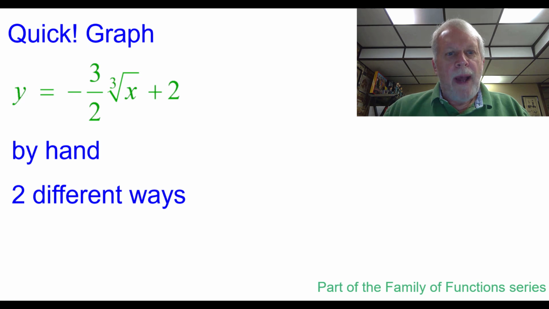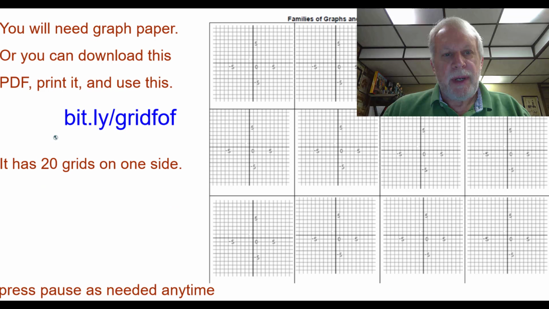Graph y equals negative 3/2 times the cube root of x plus 2 by hand, two different ways, part of the family of functions series. You will need graph paper or download this PDF and print it. Press pause as needed anytime during this video.